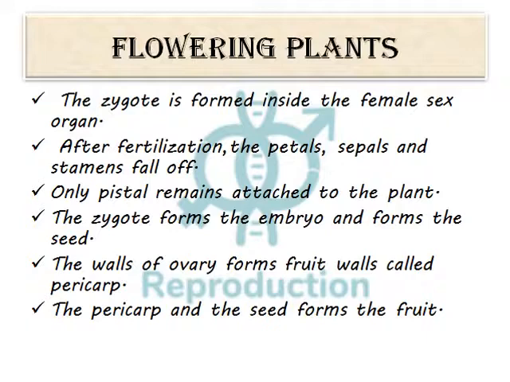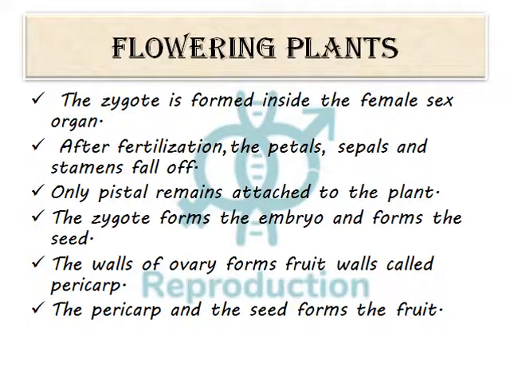So once the zygote is formed in the ovary, all the accessory organs, that were the petals, sepals and even the male reproductive part, will shed off from the flower, and only the pistil or the female sex organ will remain. Now the zygote which is formed will grow into embryo, and this embryo will finally form a seed. The ovary that is left in the flower will form the walls of the fruit, that is called pericarp.